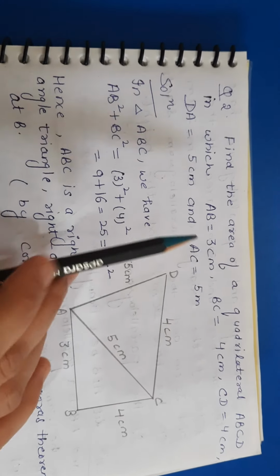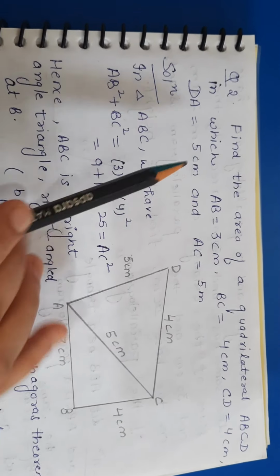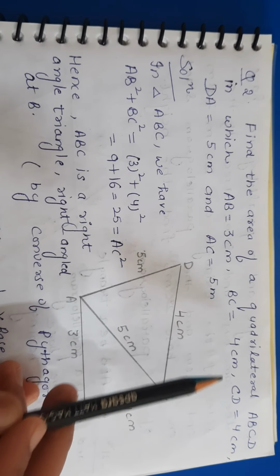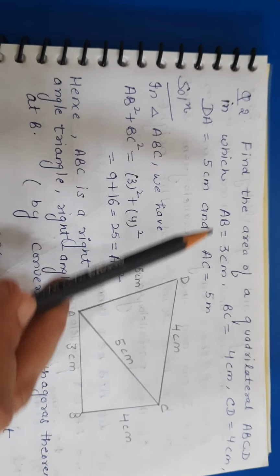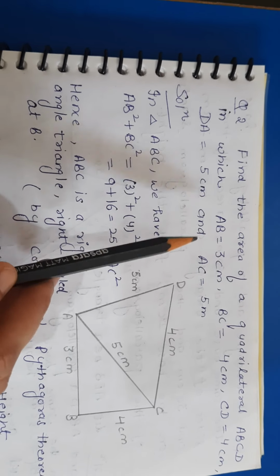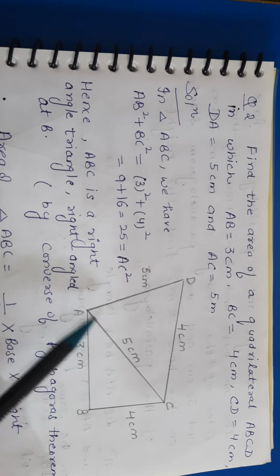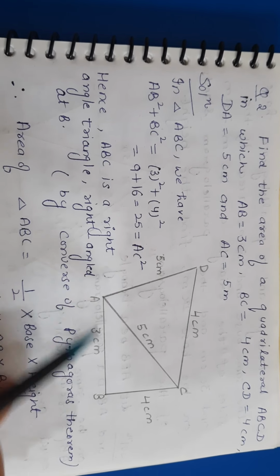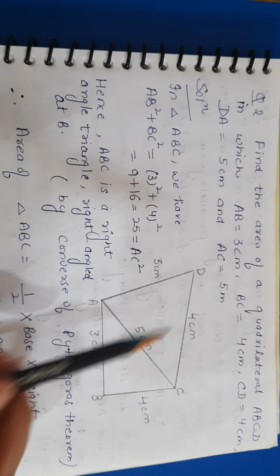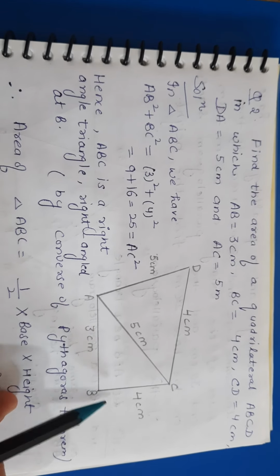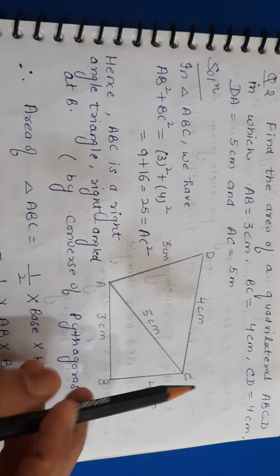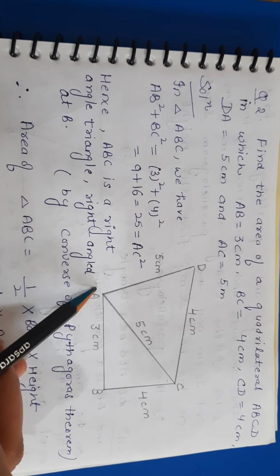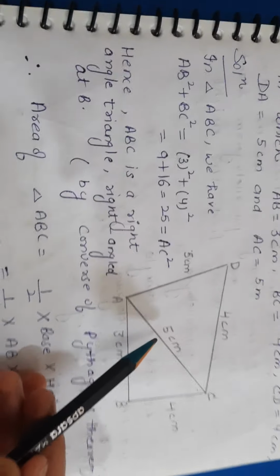Question number 2. Find the area of quadrilateral ABCD in which AB is 3 cm, BC is 4 cm, CD is 4, DA is 5 and the diagonal AC is 5 cm. Just look here. This is your quadrilateral ABCD. Side AB is 3 cm, side BC is 4 cm, side CD is 4 cm, this is 5 cm and this diagonal is also 5 cm.